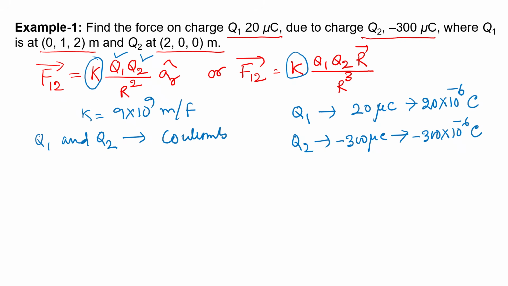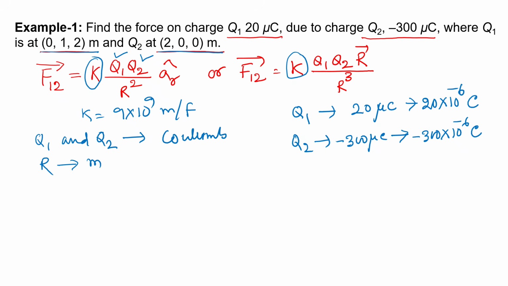Then only we will replace these values in the formula. We will not replace directly 20 and 300, because that will be the wrong way to solve this problem. As I have said, Q1 and Q2 should be taken in coulomb. Similarly, the value of R should be taken in meter. If these coordinate points are given in a different unit, then we'll have to convert these coordinate points first into meter, and then replace them in the question.